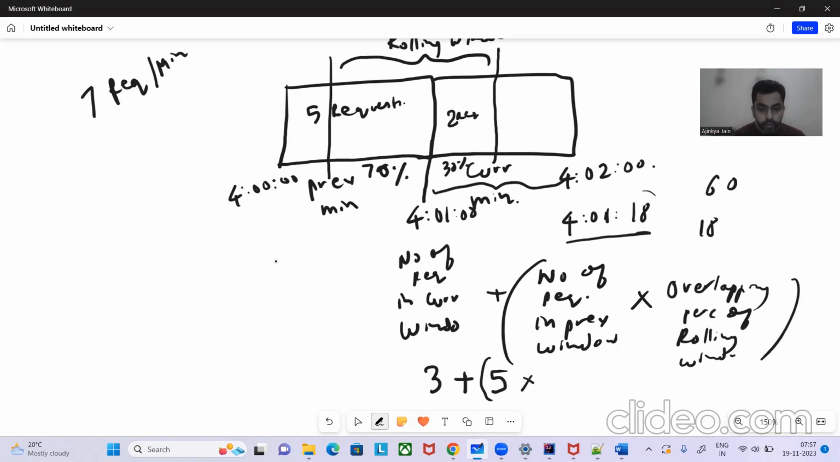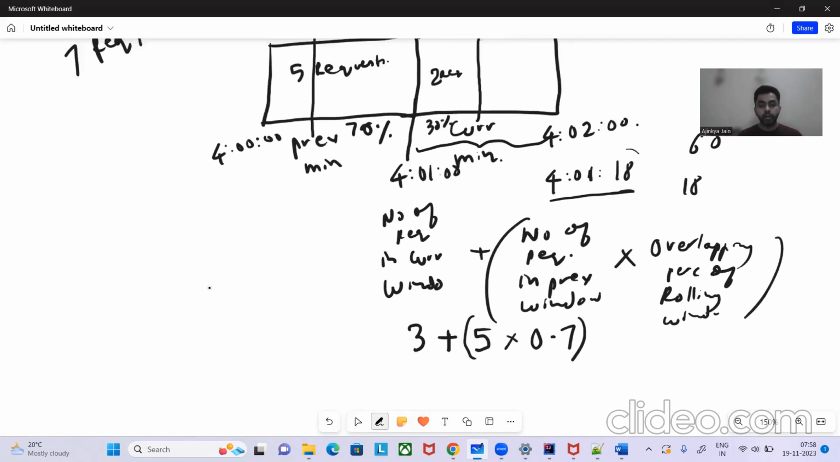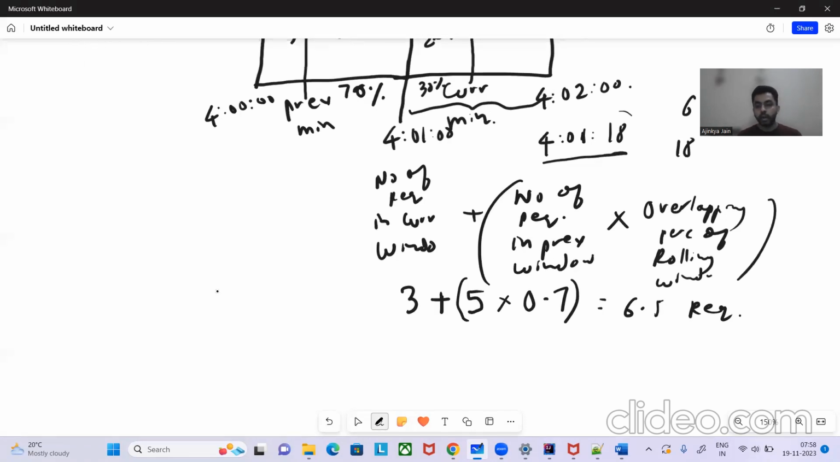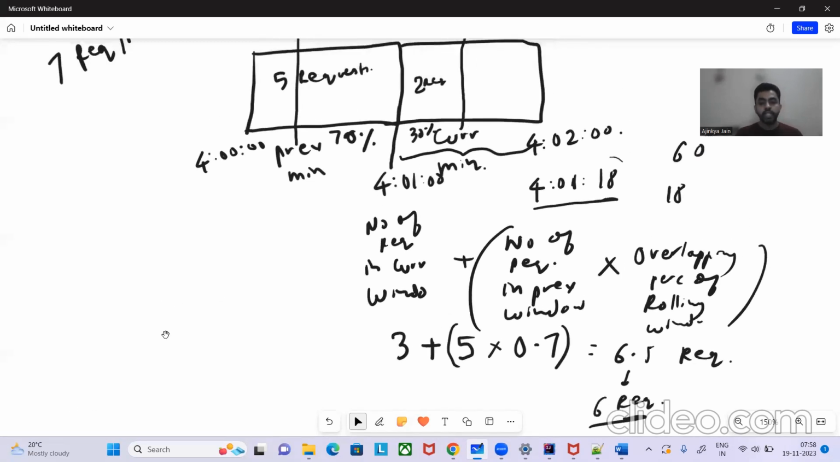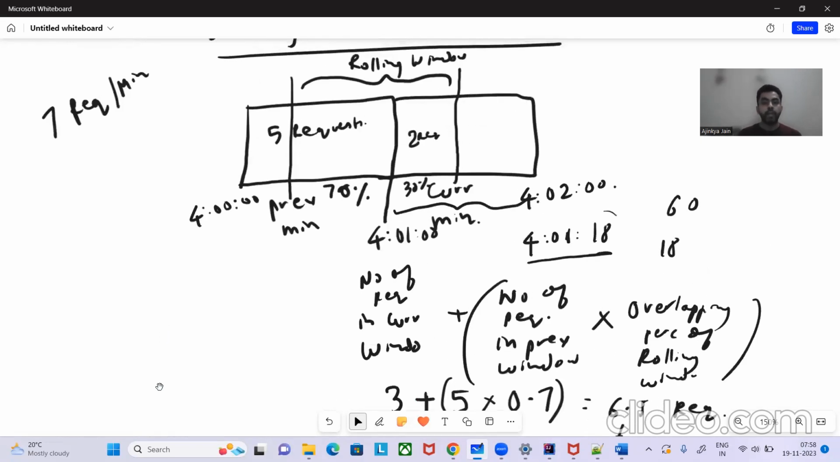For the current window it is 30% at 18 seconds, so for the previous window we consider 70%, that is 0.7. According to this formula, 3 plus 5 into 0.7 comes to around 6.5 requests. We can round it down or up. If we round it down, it comes to six requests in this rolling window, in this rolling minute.